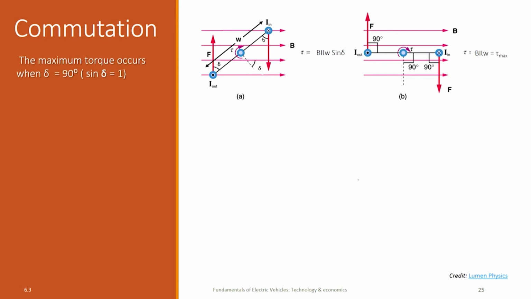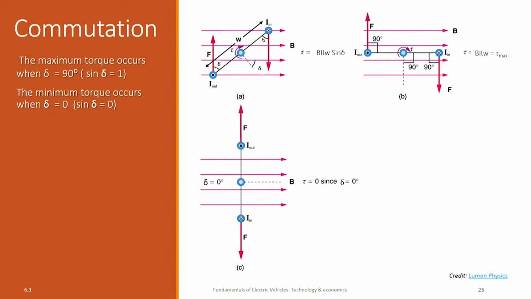Now the magnitude of that torque is B I L W, which is the maximum torque for one turn of the loop. The term N has been ignored in this drawing. What will happen further? Another quarter turn, 90 more degrees, and delta becomes 0. So sin of delta is also 0. The forces are aligned in the same line in opposite direction and I have 0 torque.